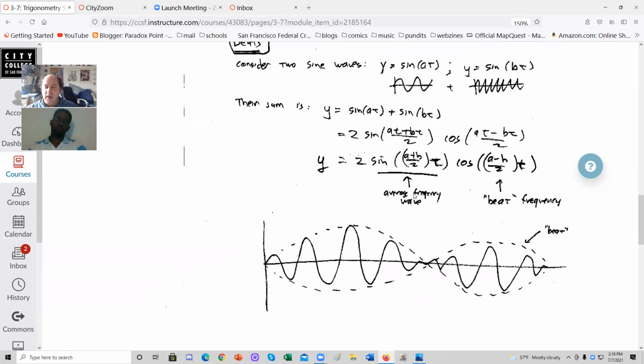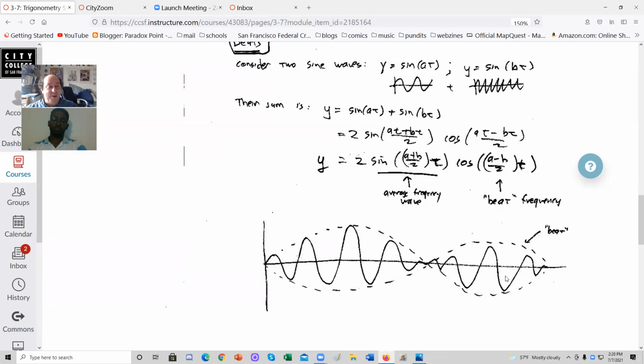What this is, if you play those two notes at the same time, down, down, you get a warble. This here is wobbling with the average frequency. And this here, the whole thing rises and falls at the beat frequency, the half difference of them.